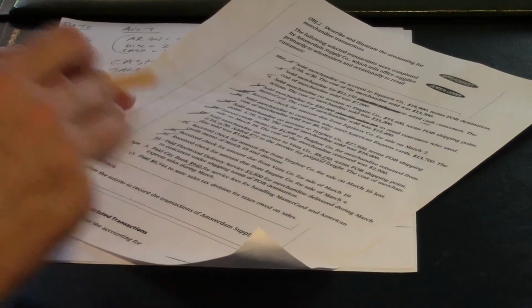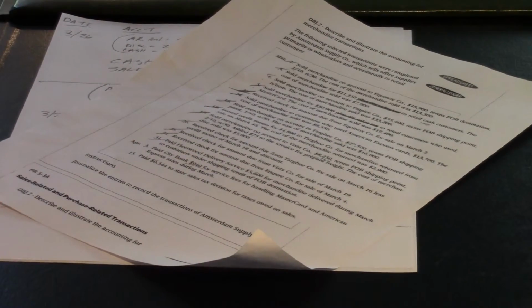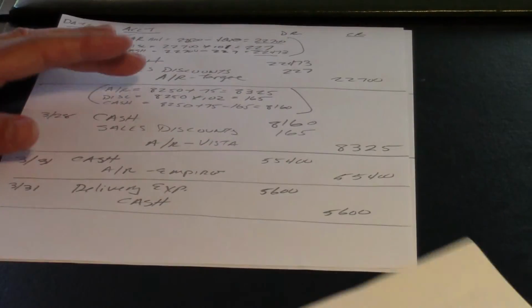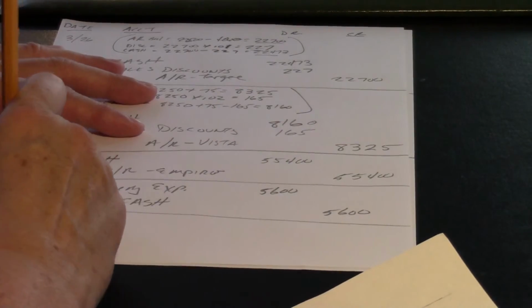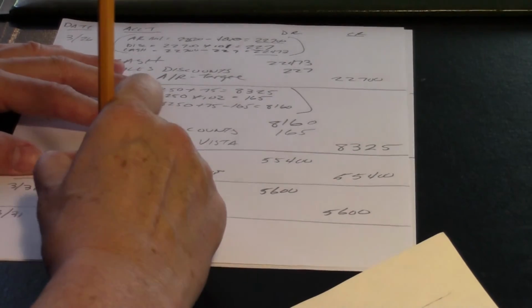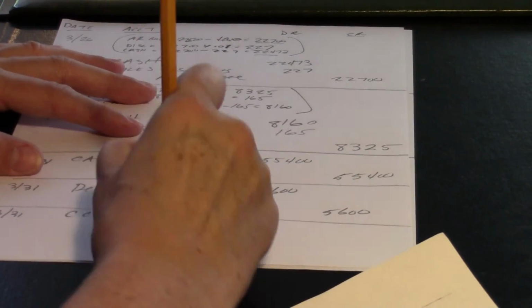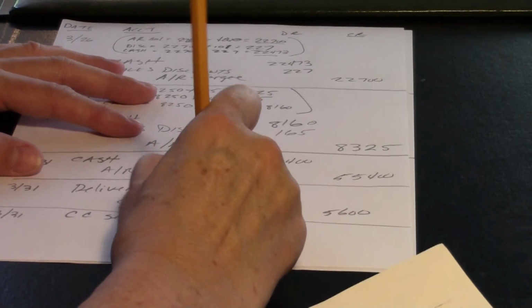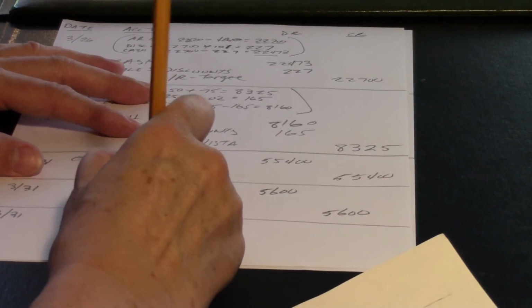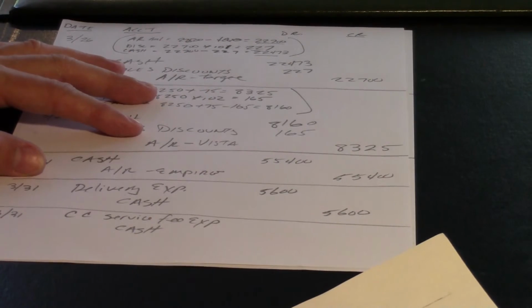Paid Citibank $940 for service fees. So just another expense. That's all we're getting at. So we're going to call this credit card service fee expense. And we're going to pay it with cash. And it was $940.